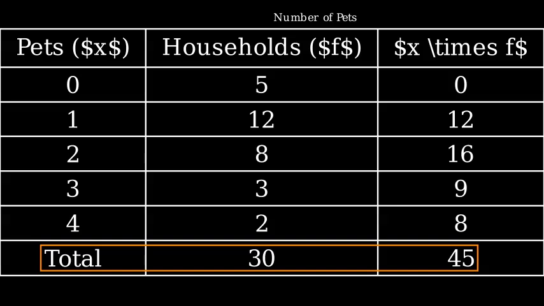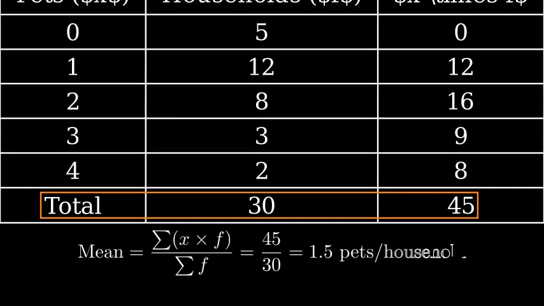The sum of these products is 0 plus 12 plus 16 plus 9 plus 8, which equals 45. The total number of households is 5 plus 12 plus 8 plus 3 plus 2, which equals 30. So, the mean number of pets per household is 45 divided by 30, which equals 1.5 pets.